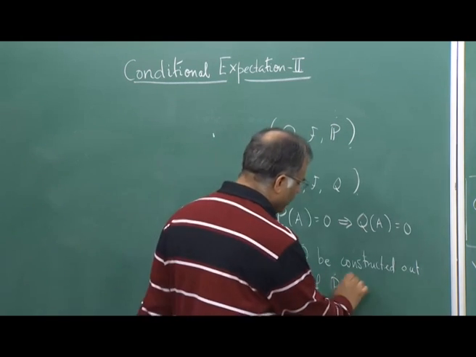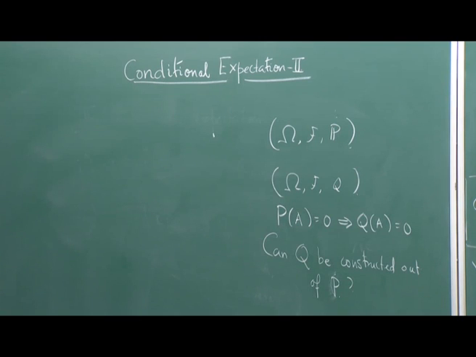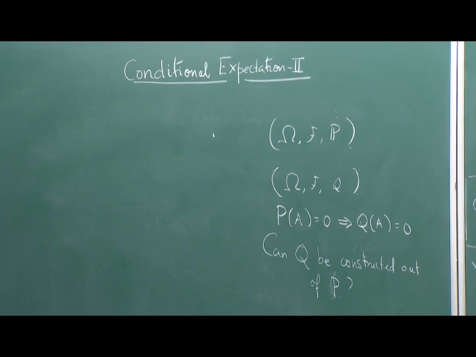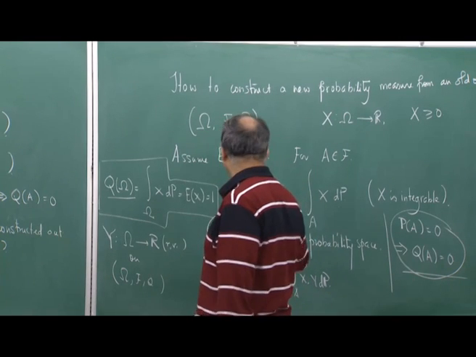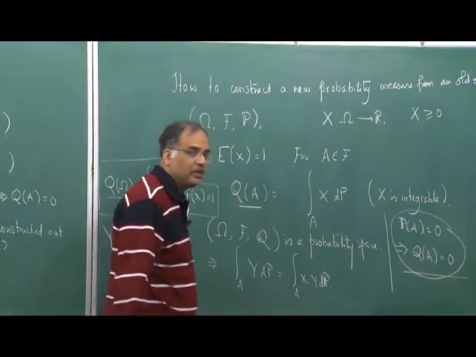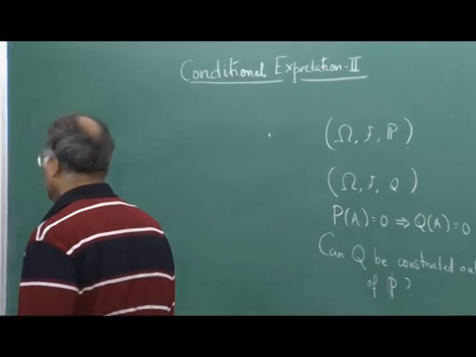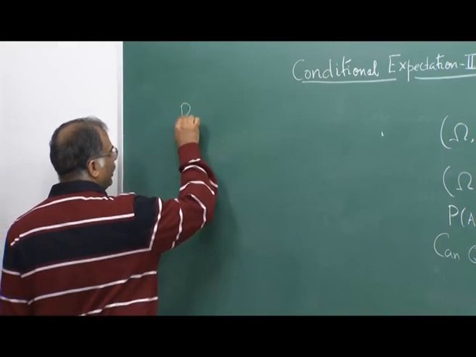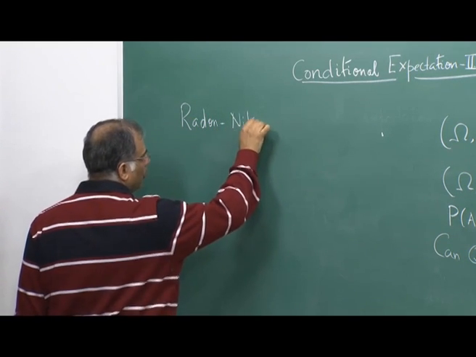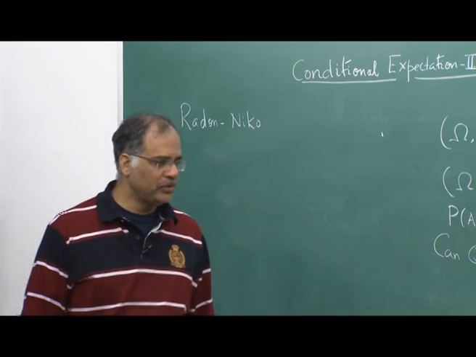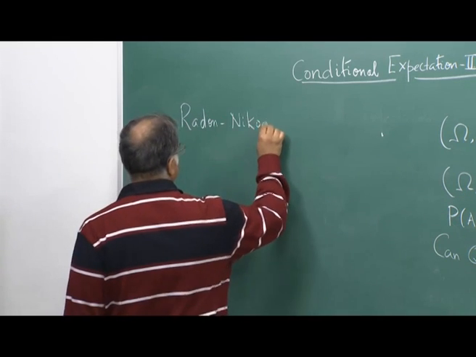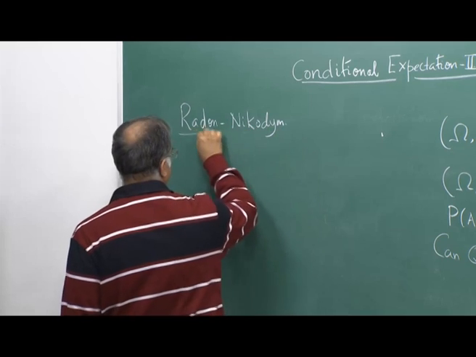Answering this question leads to a deep result called the Radon-Nikodym theorem, and the random variable that we require to construct Q in this manner, the one which we have already shown in this result, would be called the Radon-Nikodym derivative. This is a very famous result in measure theory and in probability also. So just take this for information. Don't get too worked up, because you are not going to really use the Radon-Nikodym theorem in such a way in your actual practice of finance, but it is good to have some additional information.